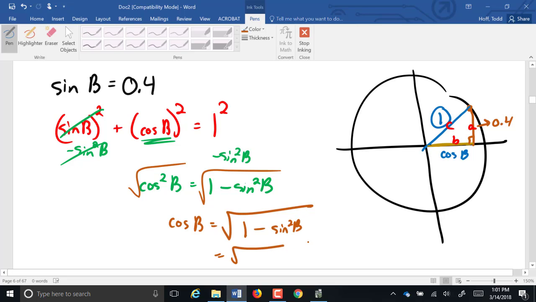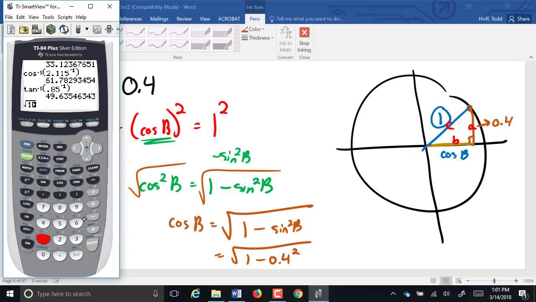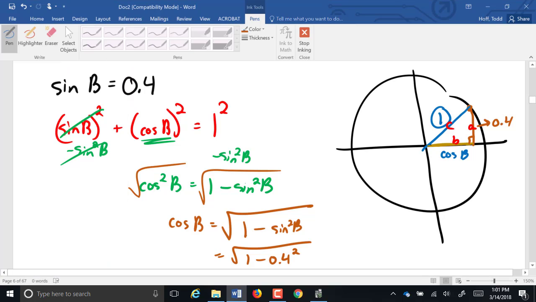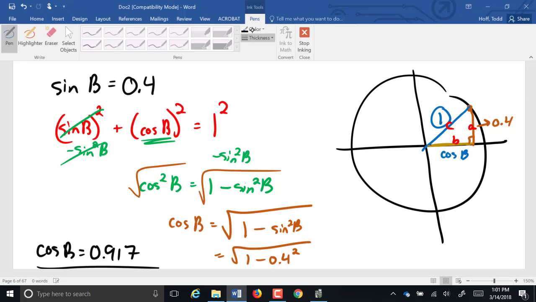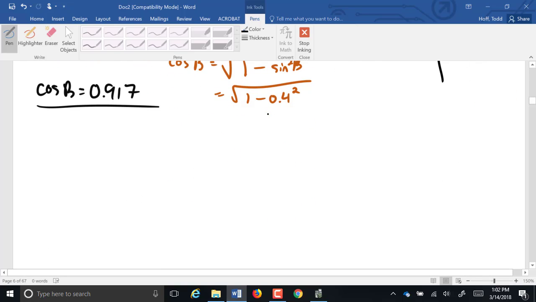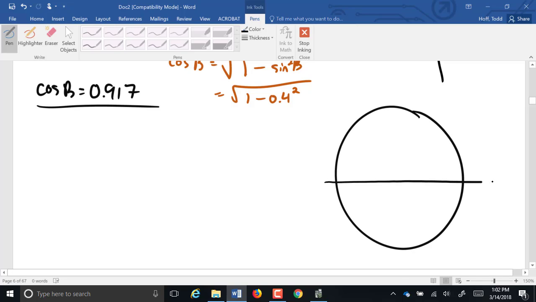In other words, the square root of 1 minus 0.4 squared, giving us 0.917. What do you think? Not so bad? Now there's other relationships similar to this that come out of this whole concept. Yeah, go ahead. Yep.